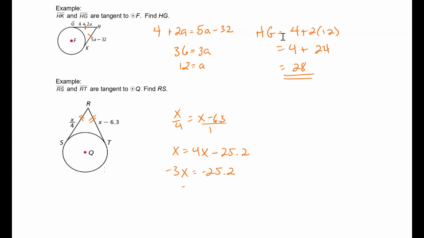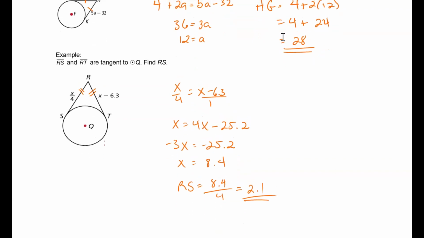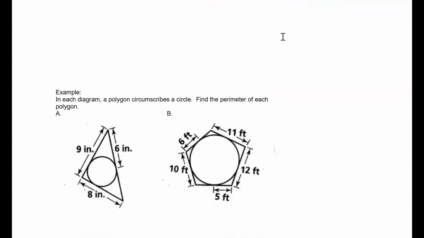Solve for x. X is going to be 8.4, but we have to solve for the length of segment RS, so we plug it in. 8.4 all over 4 is 2.1. All right. Now, here's kind of fun, but we're going to apply this concept all together.